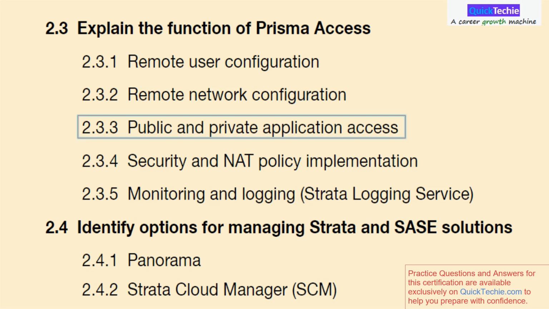2.3.3. Public and private application access. Prisma Access can secure both public applications like Office 365, YouTube, or Salesforce, and private applications hosted in your corporate data center or private cloud. For public applications, Prisma Access inspects the traffic inline, applies URL filtering, threat prevention, and data loss prevention. For private applications, it can use service connections to establish secure tunnels between Prisma Access and your internal environment. This allows internal applications to be accessed safely by remote users. Example. A remote employee accessing an HR application hosted in a private data center can securely connect via Prisma Access without exposing the internal network to the internet.